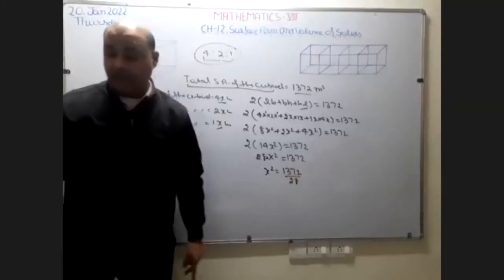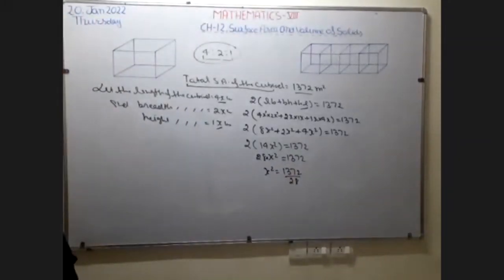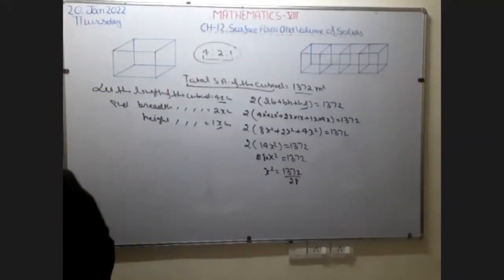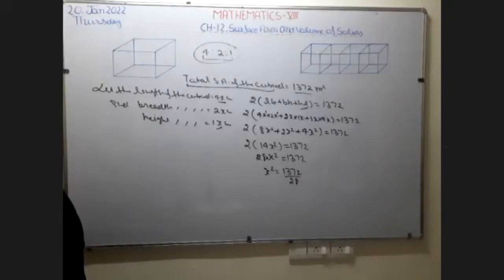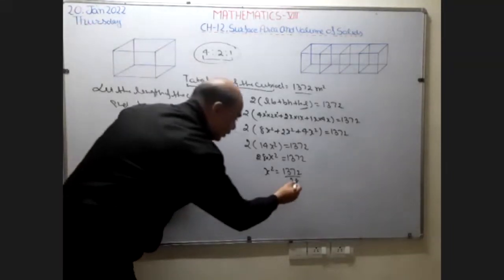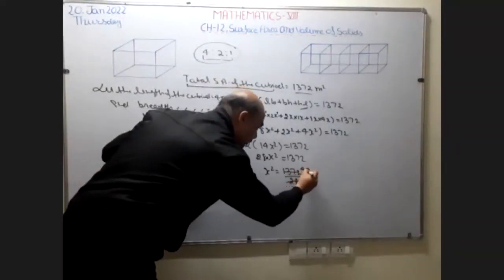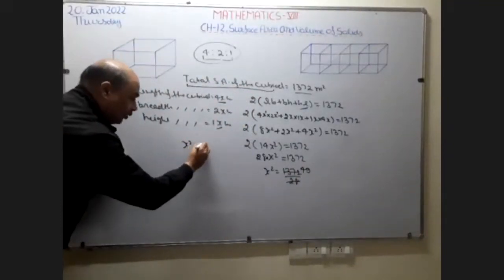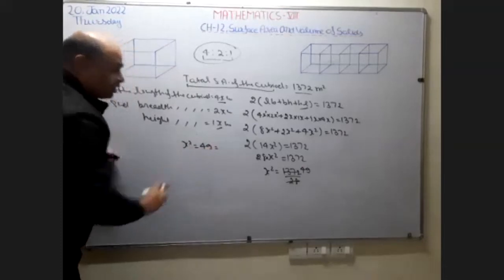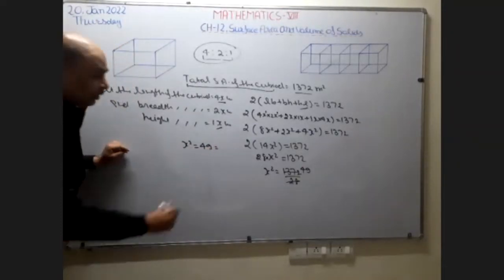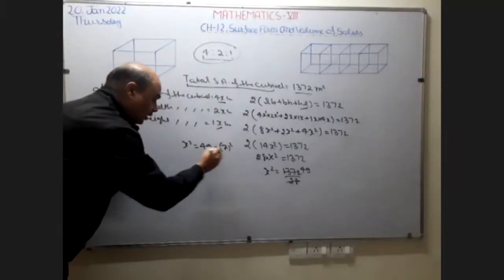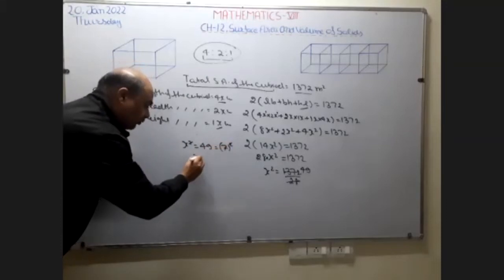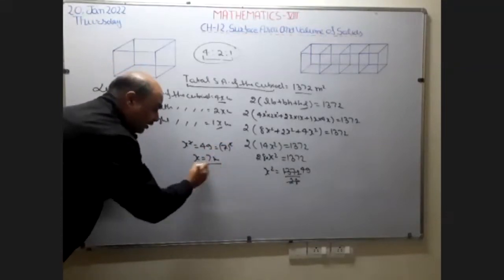Now divide 1372 by 28 and send me a message after dividing. What is the answer? 49. Okay, beta. So after dividing, the answer becomes 49. Clear? So x square is equal to 49. Now you know 49 is the square of which number? 7. So you can write 7 square. Now this square is going to cancel with the square, so the value of x becomes 7 meter.